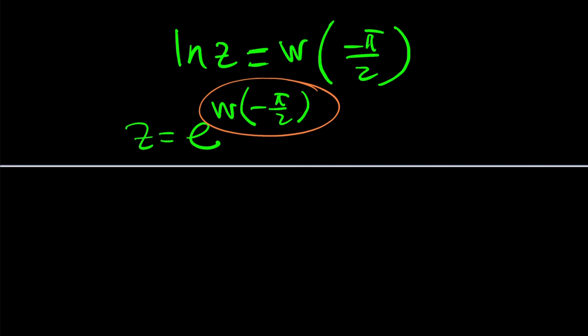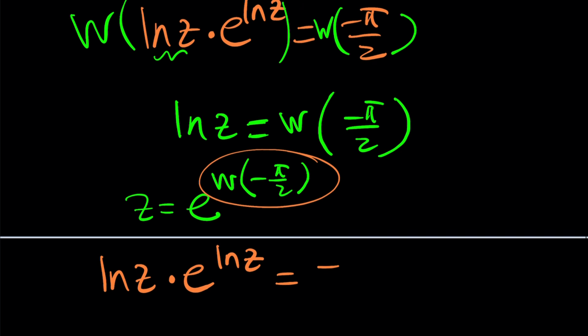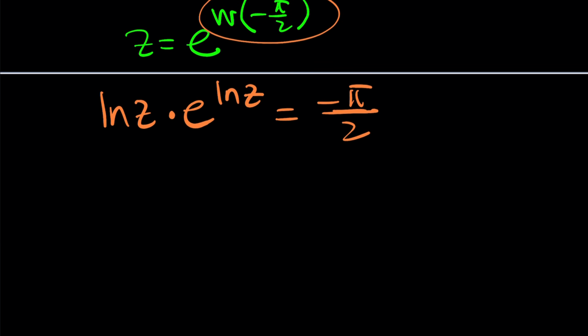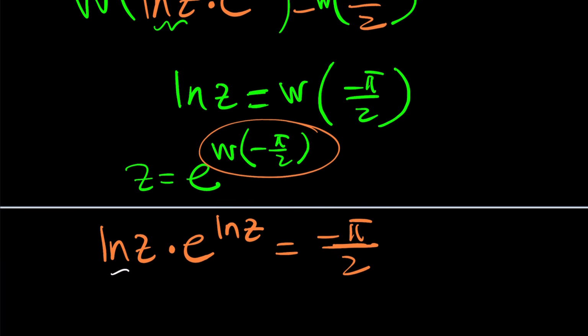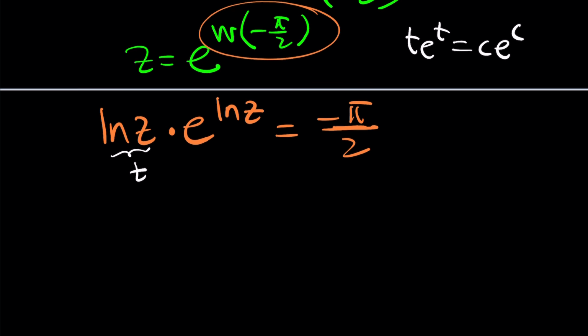So let's take it from here: ln z times e to the power ln z, we already converted that, right, is equal to negative pi over 2, before we did the w on it, okay? Now, what I'm going to do is basically turn, so left-hand side looks like t e to the t, because if you call this t, so I want to turn the right-hand side to something like c e to the c, where c is a constant, because the right-hand side is a constant, isn't it? How do I do that?